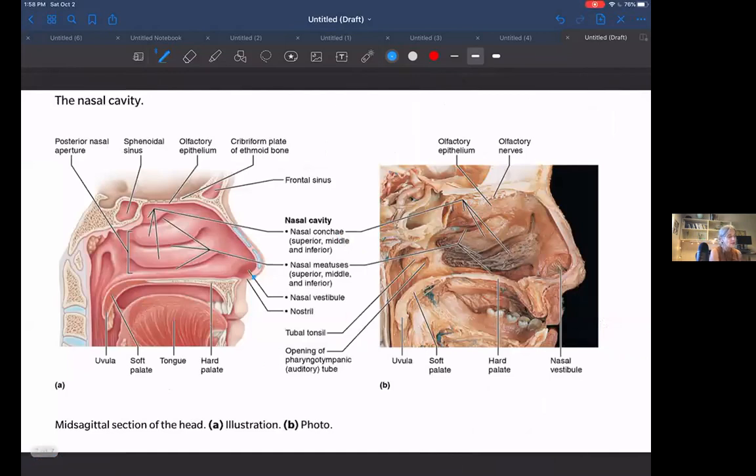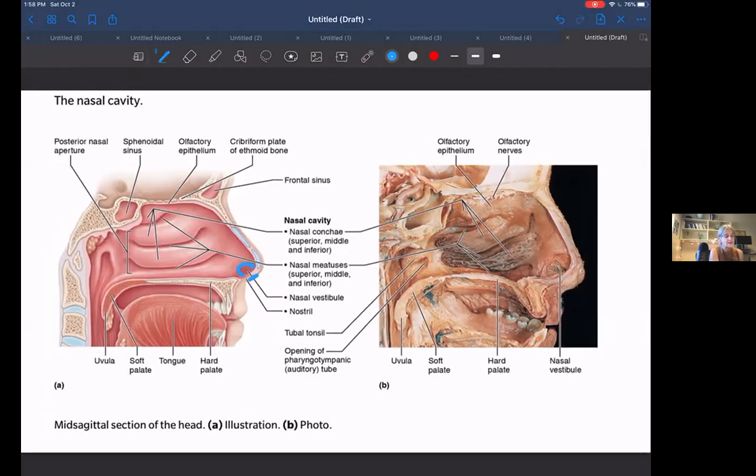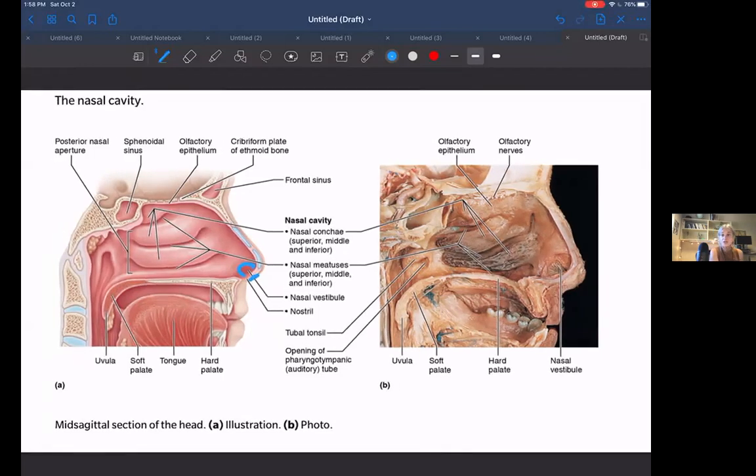So this is my nostril right here. This is my vestibule. And then up past the vestibule would be where you have that simple columnar. It's pseudostratified, but it's columnar. And so you can see that this has a pretty large surface area, and that it also has these weird invaginations. And these are referred to as nasal conchae.